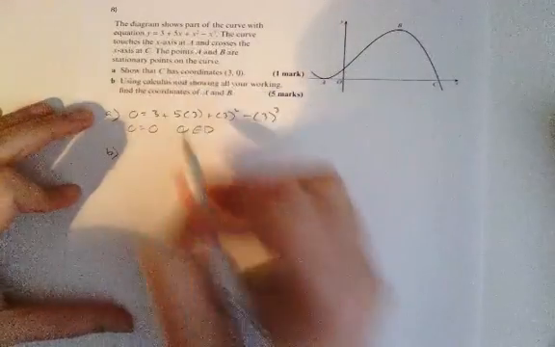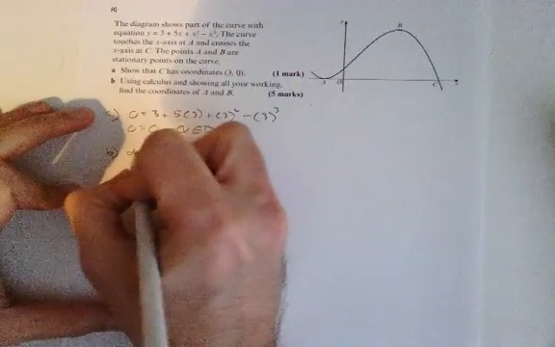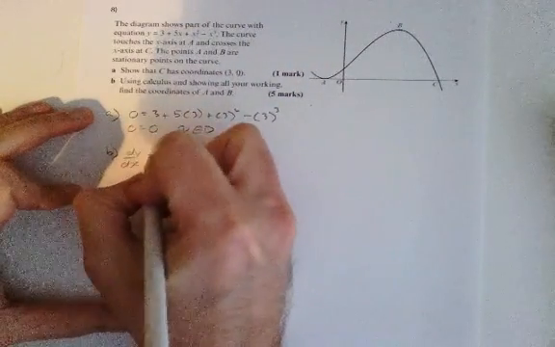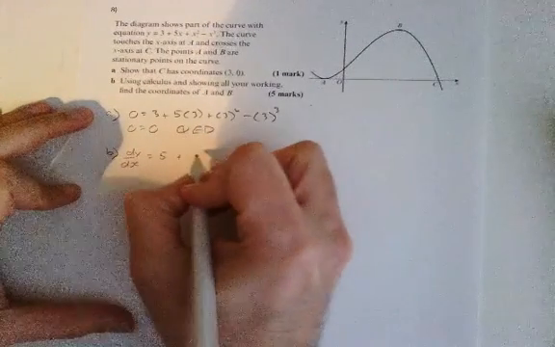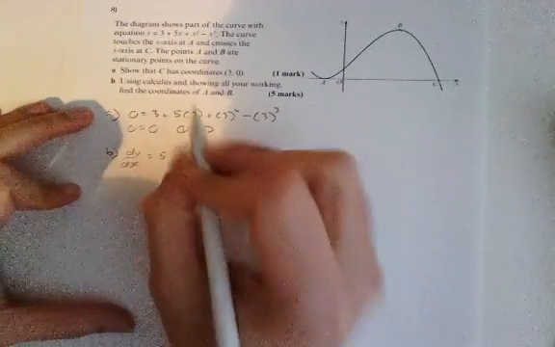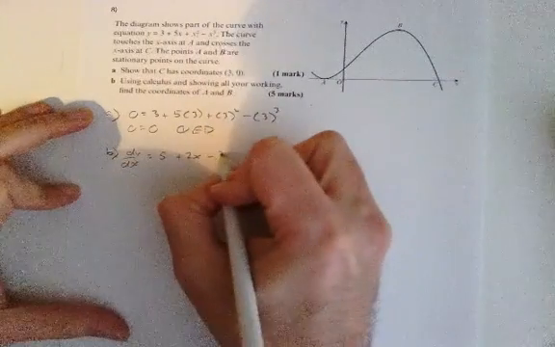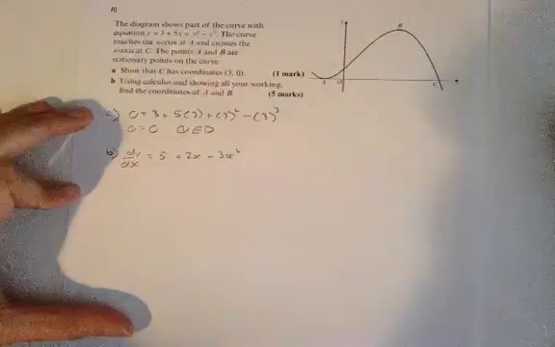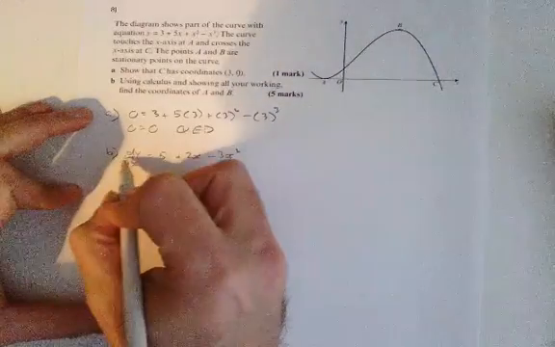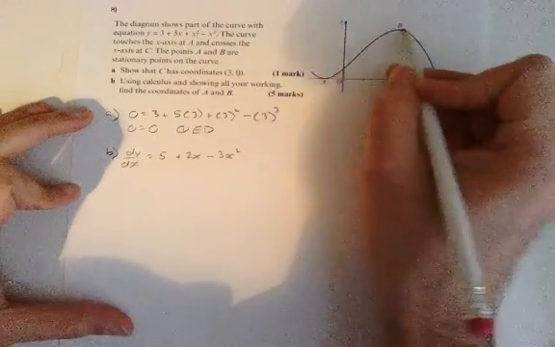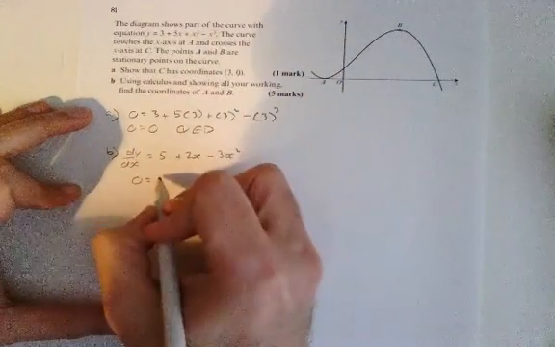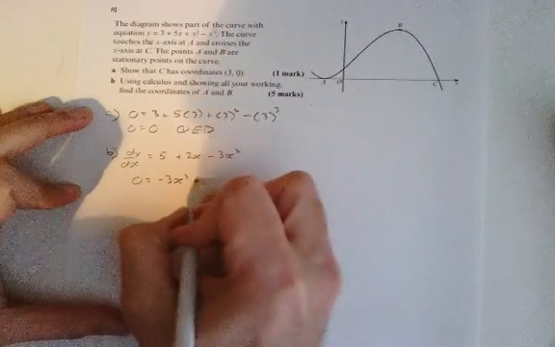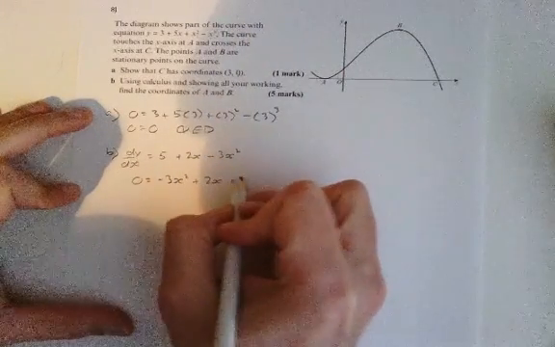Right, part B. Using calculus, dy by dx. So let's differentiate this. The 3 is going to disappear. The 5x will turn into a 5. The x squared will turn into a 2x. And the minus x cubed will turn into a minus 3x squared. Okay? Because I want stationary points here, the minimum and the maximum, I'm going to set this equal to 0. So 0 will equal, and I'm going to rewrite this in descending powers of x.